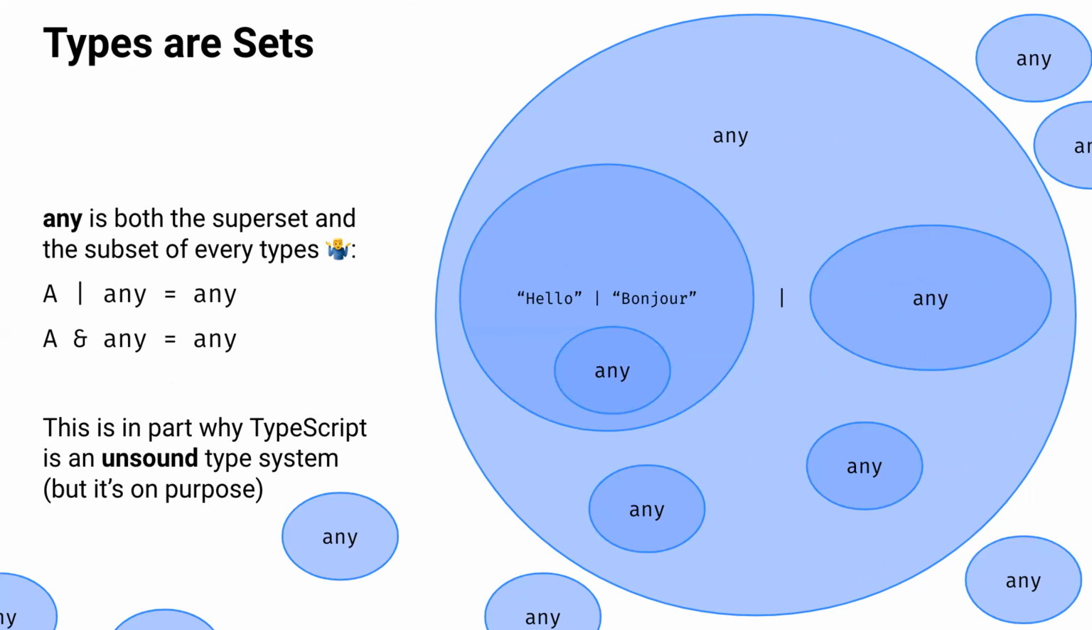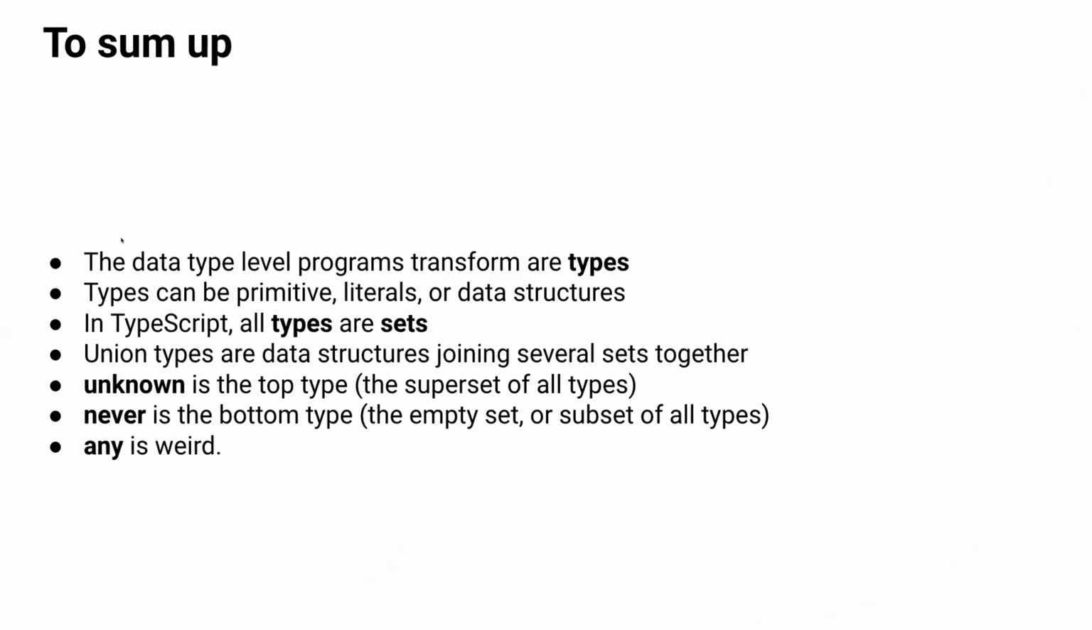And we also have any, so I'm not going to tell you a lot about it. It's a bit weird. It's a bit everywhere like this, because it's the superset and the subset of every type. So that's why TypeScript is not considered a sound type system in the programming language community. And that's on purpose. That's to make the migration from a JavaScript code base to a TypeScript code base a bit easier, but it makes this special type a bit weird.